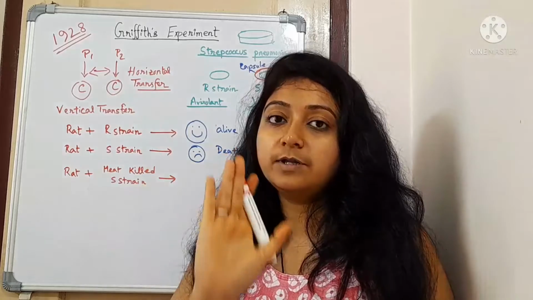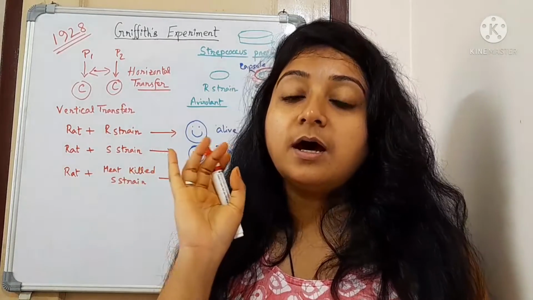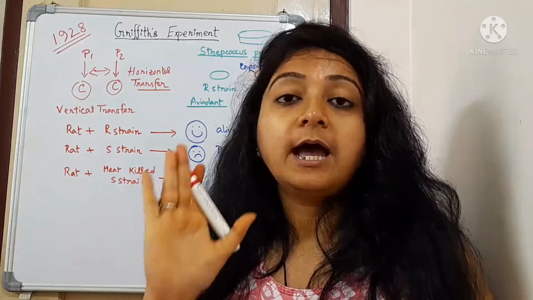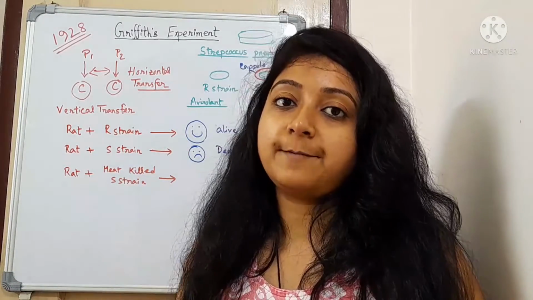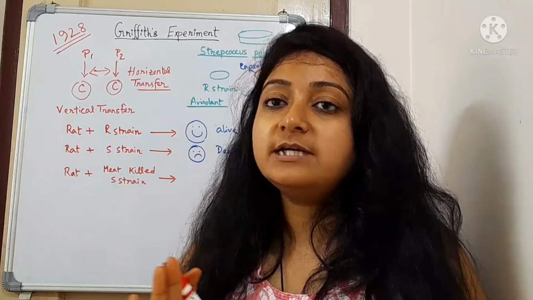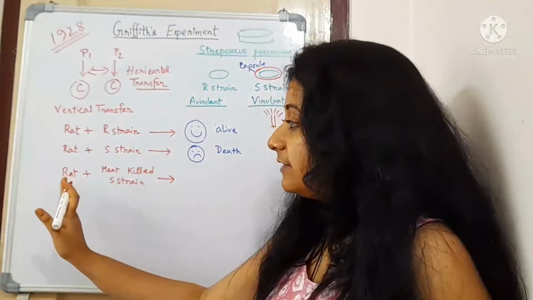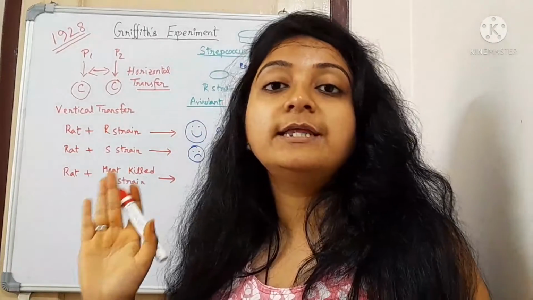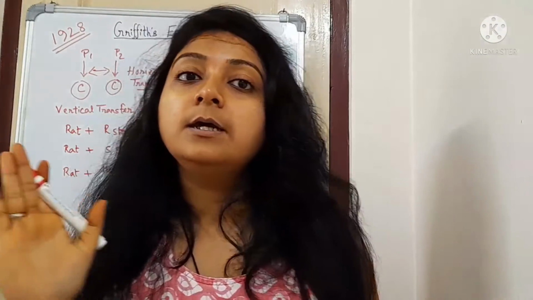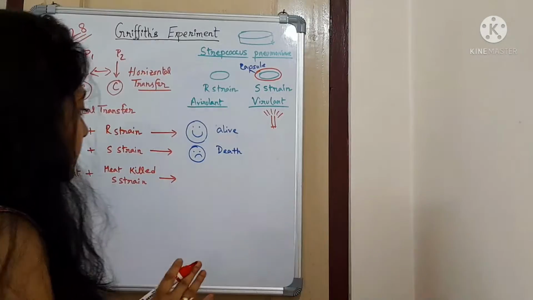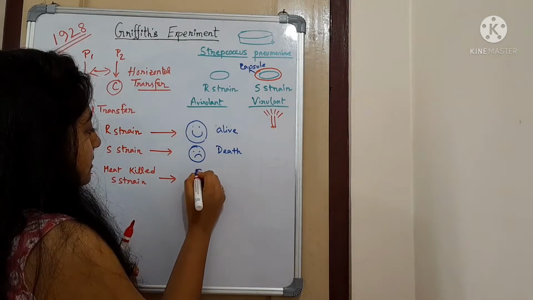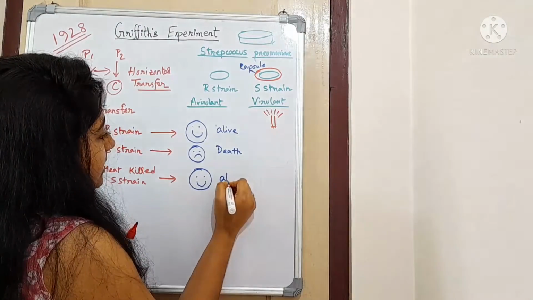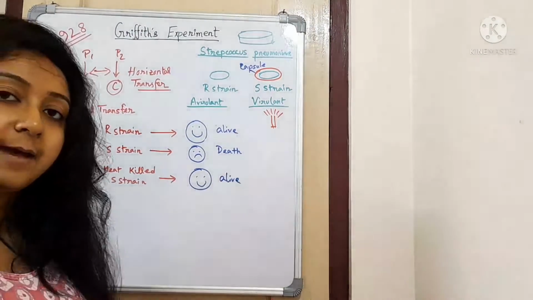When the heat is provided to the S strain, at the first step, the capsule will disappear. As there will be no capsule, it will be very easy for the rat's body defense mechanism to recognize it and kill it. In that way, the S strain will be killed. In this case also, the rat will remain alive. There will be no chance of any disease and the rat will remain alive very happily.